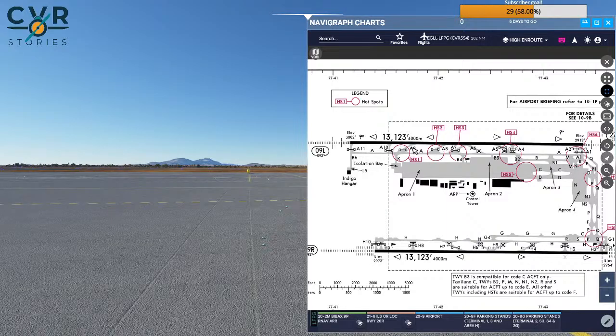You see these magenta circles. These have the numbers marked HS1, HS2, HS3. These stand for hotspots. These are locations that just by the design of the airport, there is a high probability, and in the past there have been experiences, so this is why this gets updated every once in a while.